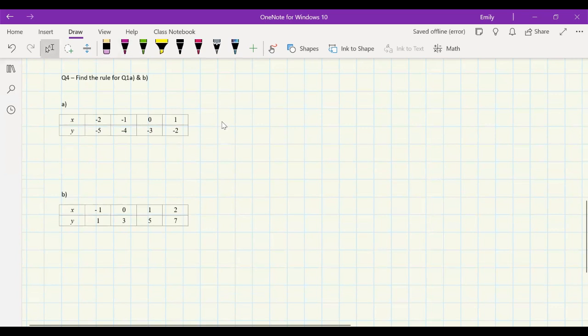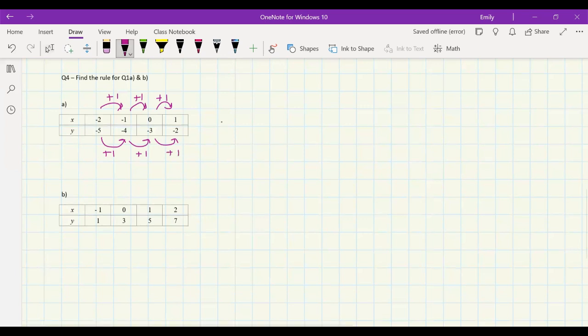Now, with the rule, we know that we're going up by 1 every time here, and we are, from minus 2 to minus 1, we've gone up 1, gone up 1, gone up 1. What are we doing here? So minus 5 to minus 4, we've gone up 1. Minus 4 to minus 3, we've gone up 1. Minus 3 to minus 2, we've gone up 1.